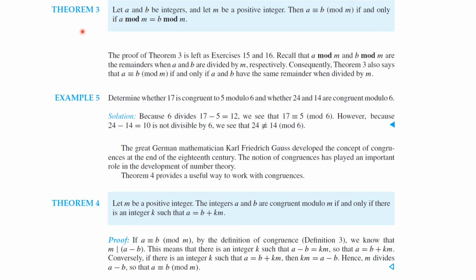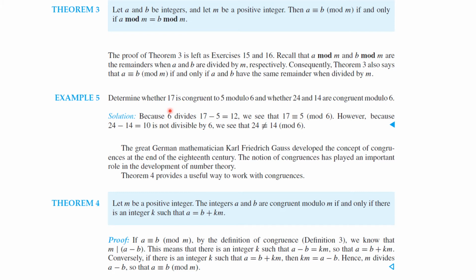In fact, this theorem says that those two things really are saying the same thing. Let a and b be integers and m a positive integer. We say that a is congruent to b mod m if and only if m divides a minus b. The proof of this theorem is not something we're going to spend time on, but those two things are equivalent because that's if and only if.